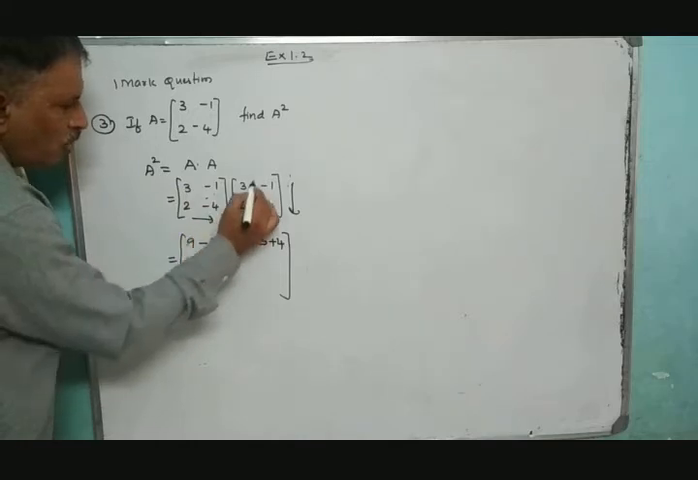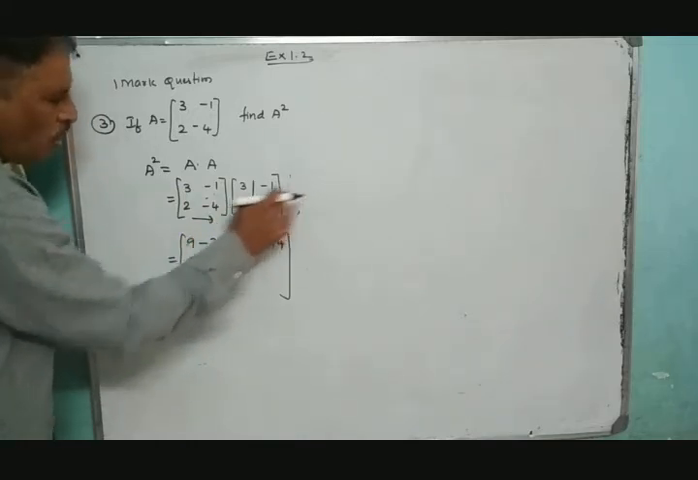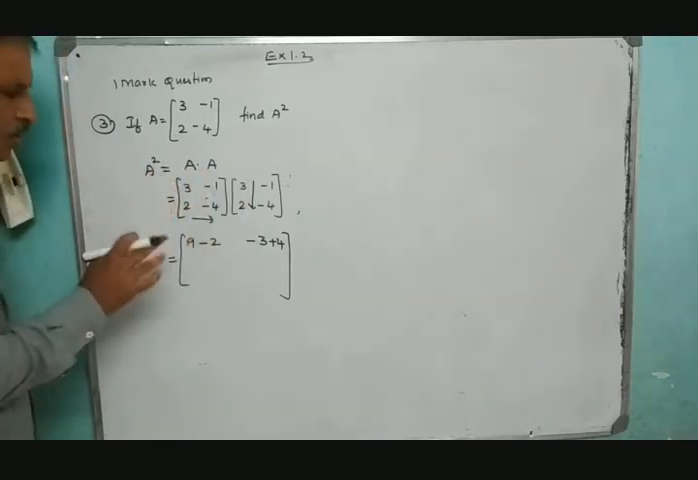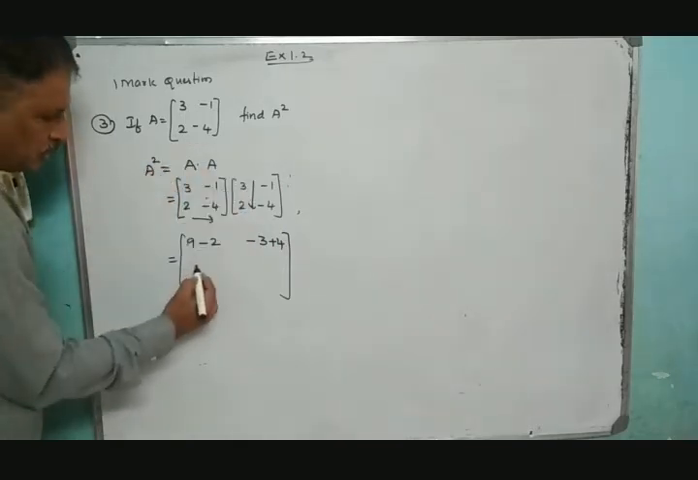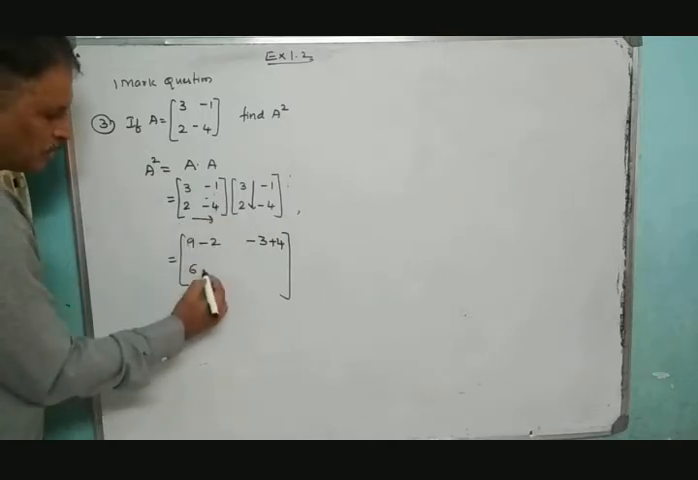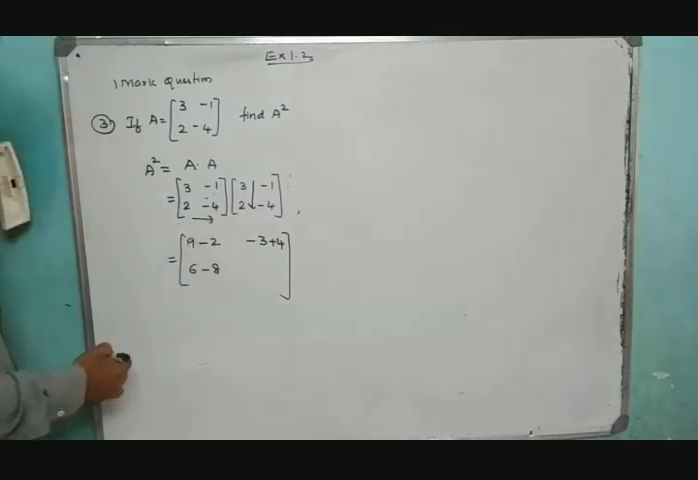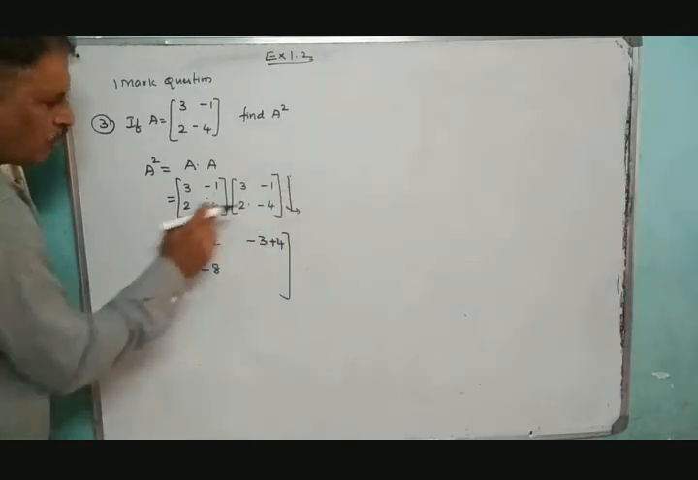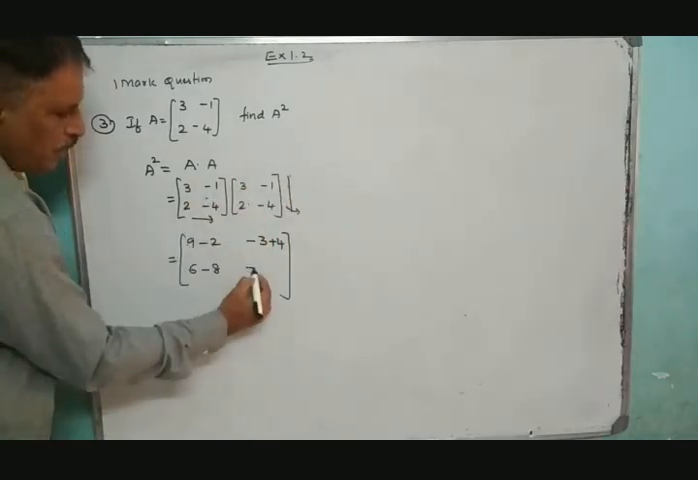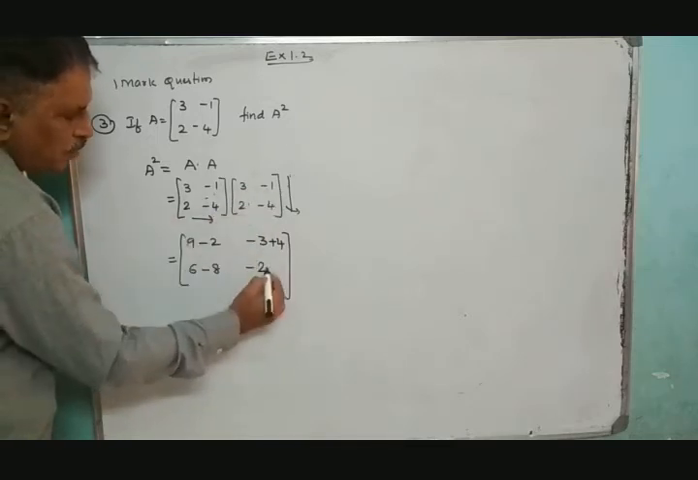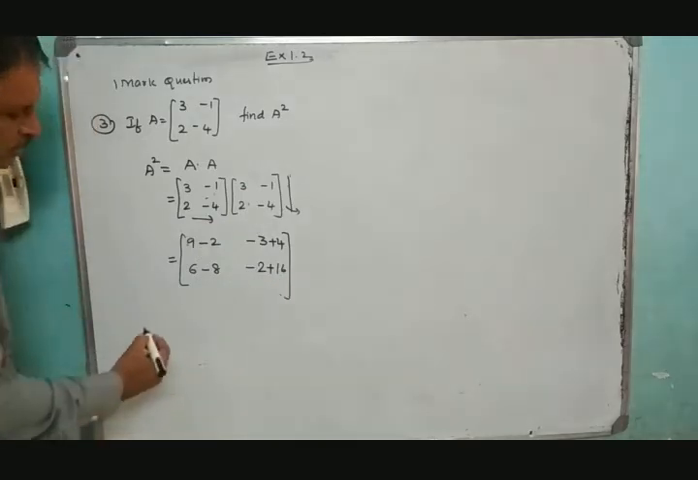Next, second row, first column. Plus into plus, plus. There is a plus sign, you need not write it. 2 threes are 6. For the -4, the corresponding element is 2. Plus into minus, minus: 4 twos are -8. Next, second row, second column. Plus into minus, minus: 2 ones are -2. Minus into minus, plus: 4 fours are 16.